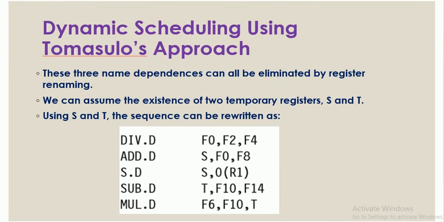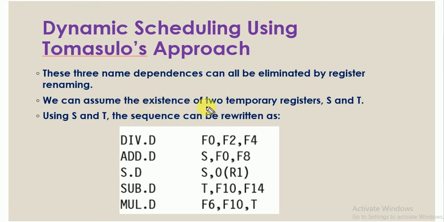Now, these three name dependencies can also be eliminated by using register renaming. As I have already mentioned, we can do some renaming on the register so that we can avoid name dependencies, because all the results are stored into the same register names. So just change the name of the register. So we require more registers for storing these intermediate results.